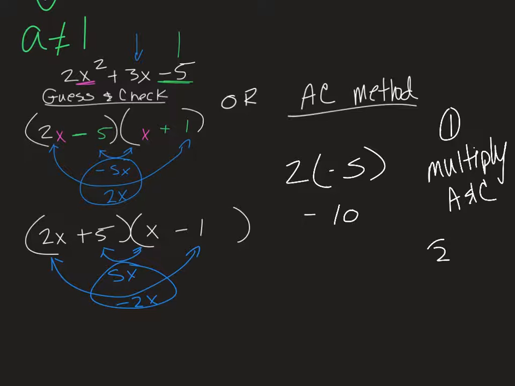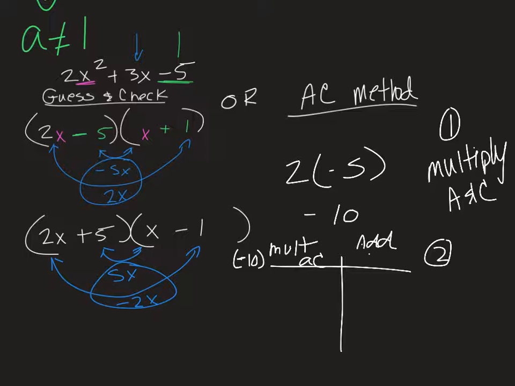Then you need to make yourself a table. It's kind of similar to if A is 1, but it's a little bit different. This time, though, you have to figure out what can you multiply to get AC. So in this case, what can I multiply to get negative 10 that I can add to get B? So it's kind of similar to what you already know how to do, except instead of seeing what you multiply to get C, you have to see what can I multiply to get A times C. Okay, and so what can we multiply to get negative 10 that we can add to get 3?